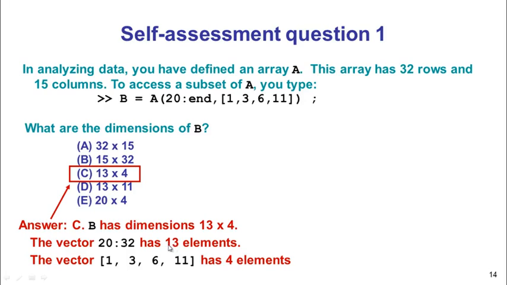What about the number of columns? Well, the number of columns is specified by this array here, 1, 3, 6, 11, end, and this vector has 4 elements in it. Therefore, capital B is going to have 4 columns. So that's how we know that C is the right answer in this case.